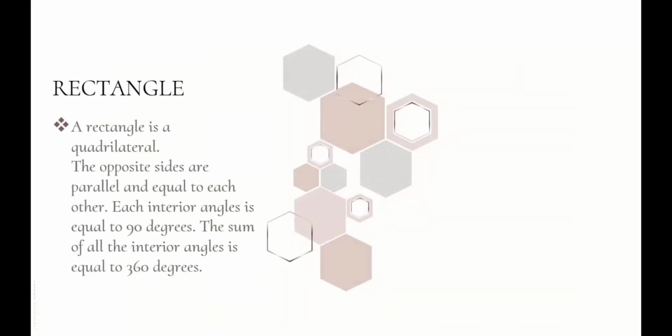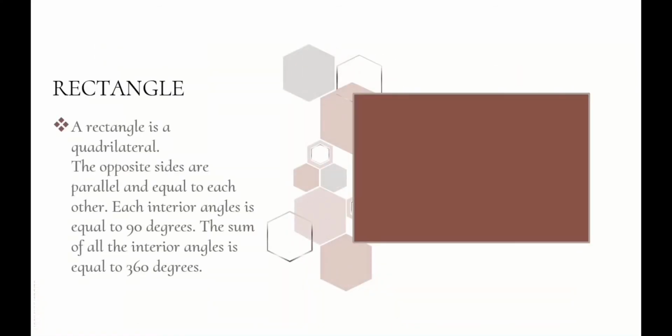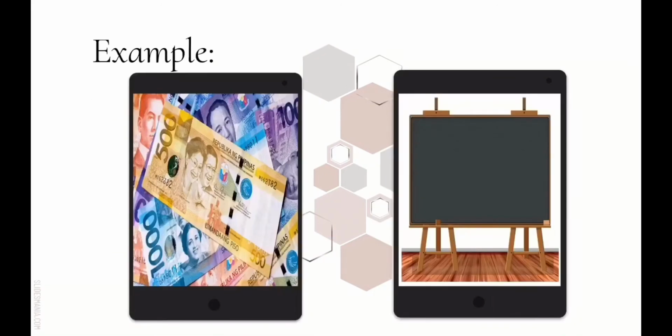Next is the rectangle. A rectangle is a quadrilateral. The opposite sides are parallel and equal to each other. Each interior angle is equal to 90 degrees. The sum of all the interior angles is equal to 360 degrees. Examples are money and a blackboard.